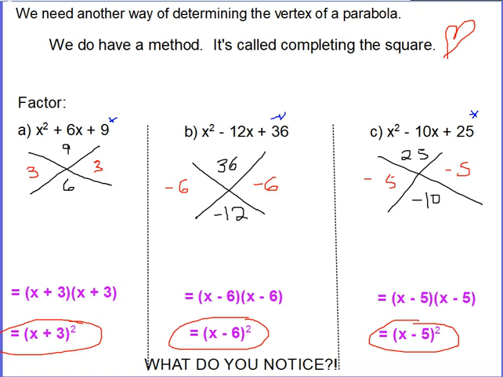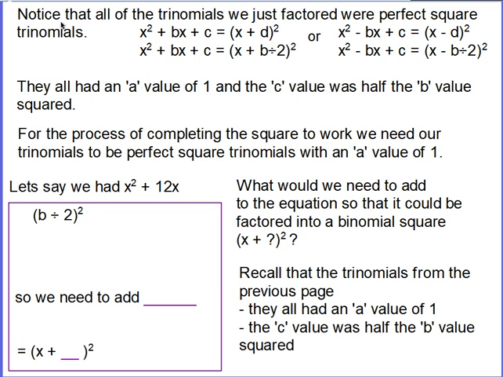And that is by no coincidence at all. In fact, this is called a perfect square, right? When a trinomial factors into a wonderful factor times itself, like all three of these do, it's called a perfect square. It says here, notice that all of the trinomials we just factored were perfect square trinomials. Yeah, would you look at it? And then there's a whole bunch of stuff written here, which is lovely.